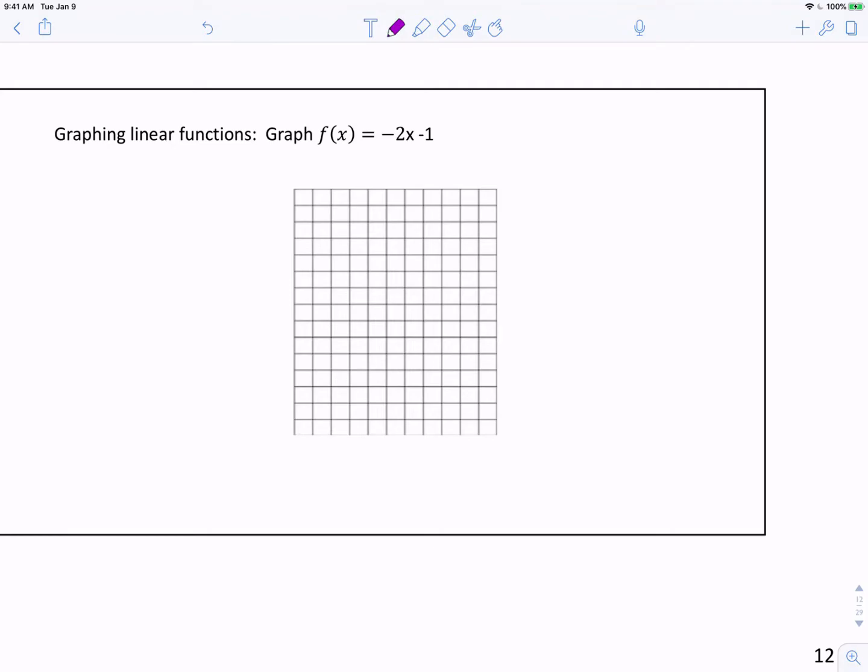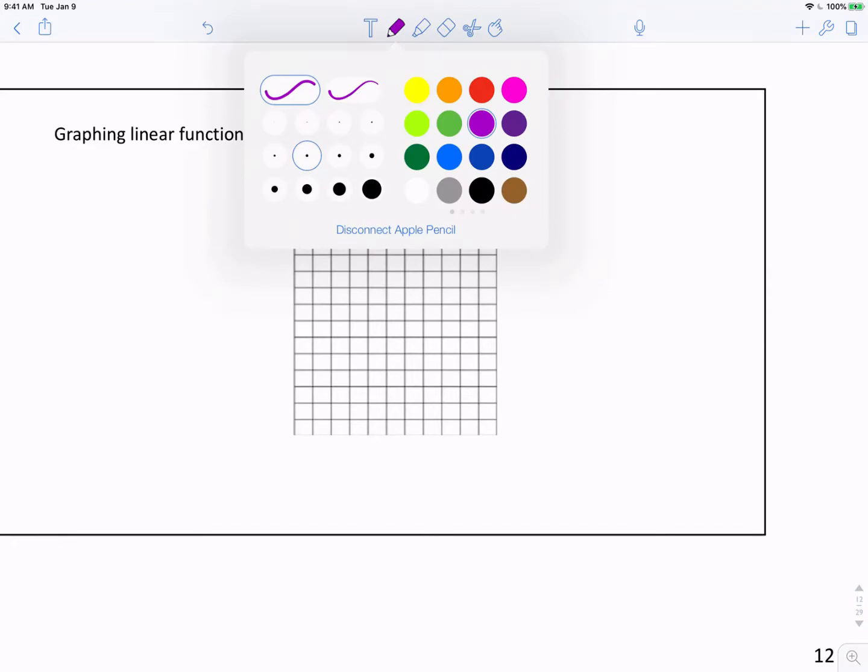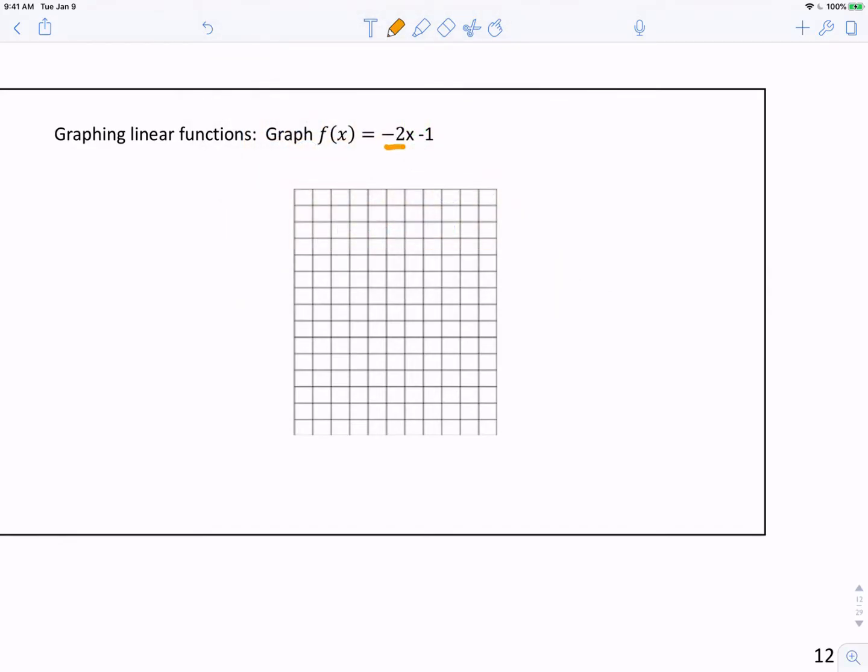Let's try another example. Graph f of x is equal to negative 2x minus 1. So again, let's notice that this is in slope-intercept form. Here we have the slope, so the slope is negative 2. Sometimes it's nice to always have the slope written as a fraction to graph, so I'm going to put a 1 in the denominator. And we can see that the y-intercept is negative 1. So we'll go ahead and graph this. The first thing we do is find the y-intercept. So we go to negative 1, and we mark the y-intercept.